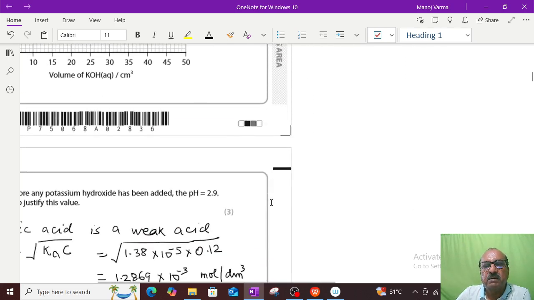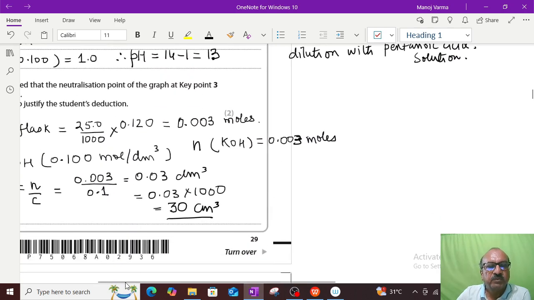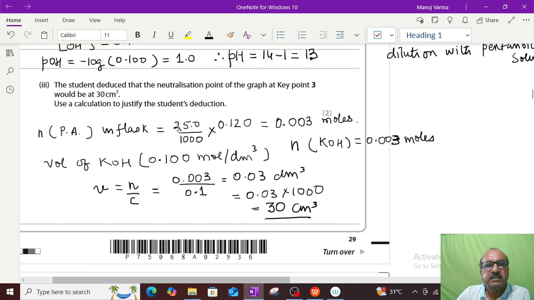So if you find out the number of moles of the pentanoic acid present in the flask using the formula C times V, with the volume converted to dm cube and the concentration, we get 0.003 moles. That is the number of moles of the pentanoic acid, and because they react in the ratio of 1:1, the number of moles of KOH required for the neutralization is the same, that is 0.003 moles.